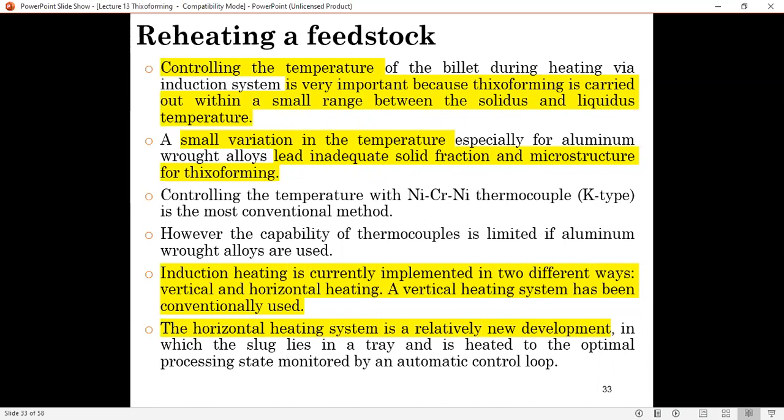A small variation in temperature can lead to inadequate solid fractions and microstructure in the Thixoforming process. So one of the critical things of the Thixoforming process is that it has to be done in a very short period of time.